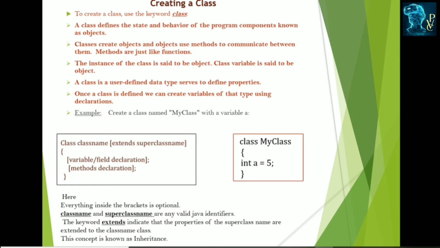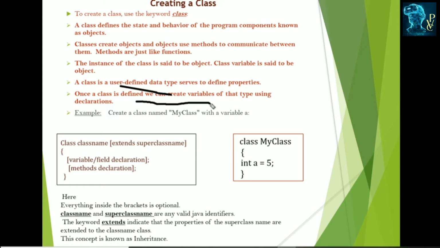Classes create objects, and objects use methods to communicate between each other. And methods are just functions. An object is said to be an instance of the class. A class is a user-defined data type. Once a class is defined, we can create variables of that type using the declaration.